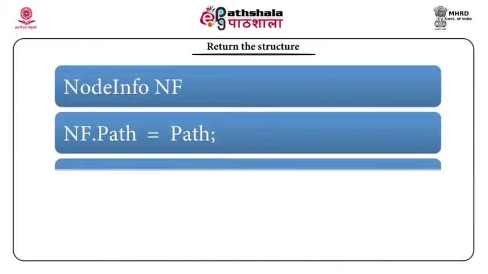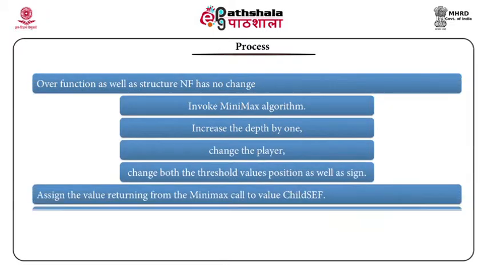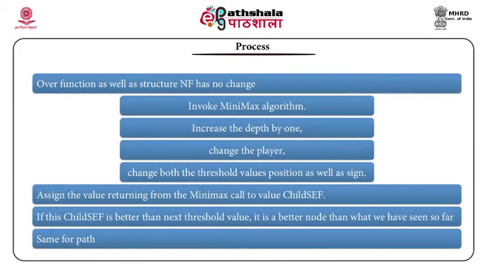At the end, once the process gets over, we return the very structure which we returned in the earlier case, the same node info structure. The process is explained in a little more depth now. The over function as well as the structure NF has no change from the previous one. What we do is we invoke minimax, increase the depth by 1, and change the player and switch the position. Switching position is something that we have added.